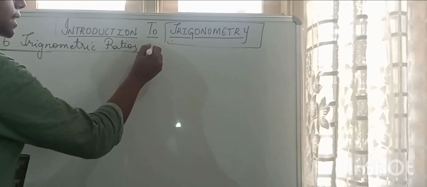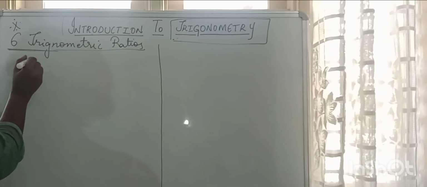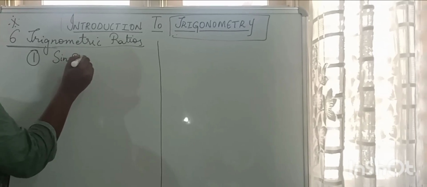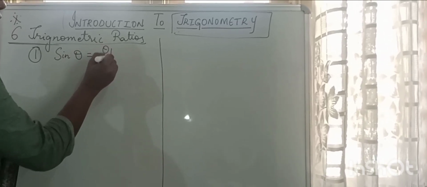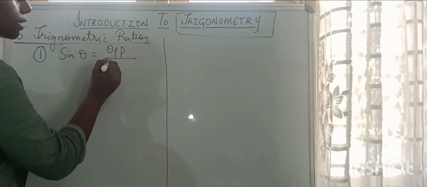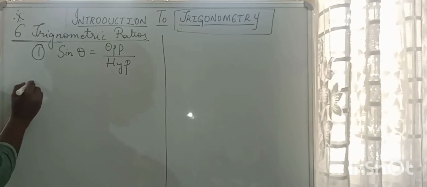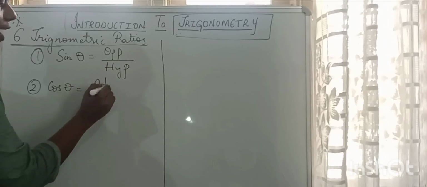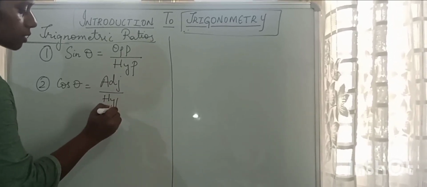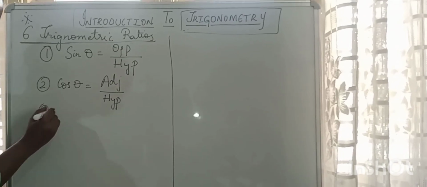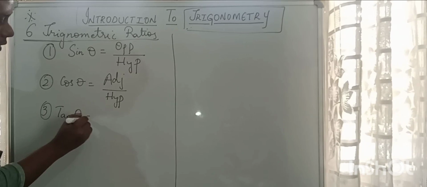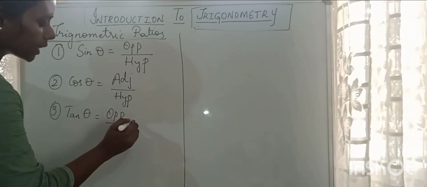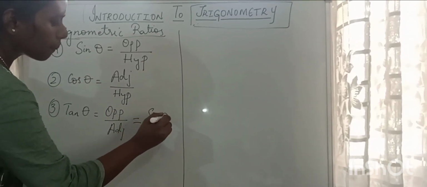Now we saw the 6 different ratios of trigonometry. We'll start dealing with each and every ratio. Sin theta: the formula for sin theta is opposite by hypotenuse. Next, cos theta. Cos theta can be written as adjacent by hypotenuse. Third one, tan theta. Tan theta is opposite by adjacent. Tan theta can also be written as sin theta by cos theta.